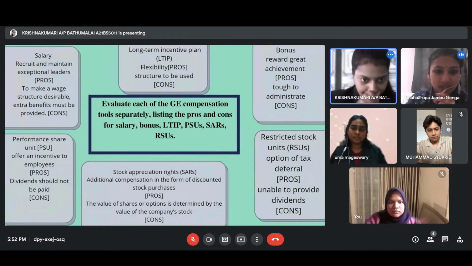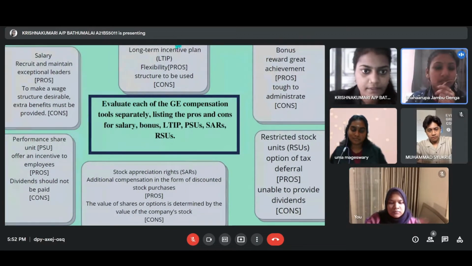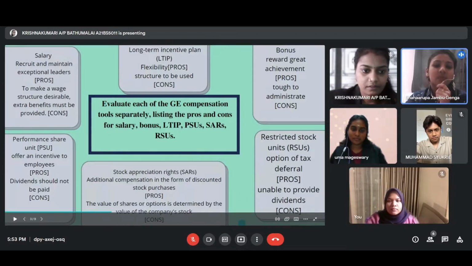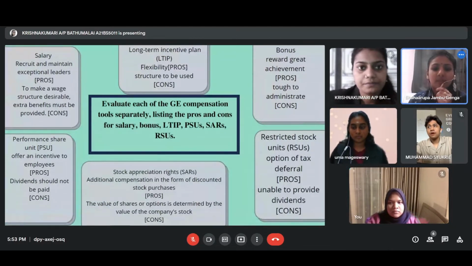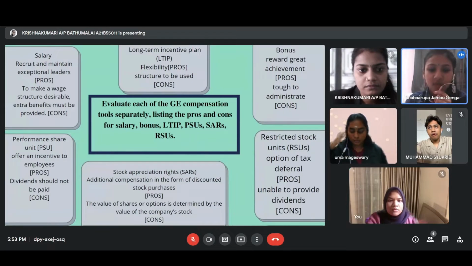Okay, thank you, presenter. Now I would like to present my part, which is to evaluate each of the GE compensation tools separately, listing the pros and cons for salary, bonus, long-term incentive plan, performance share units, restricted stock units, and also stock appreciation rights. Now we will go for the first one, which is salary.